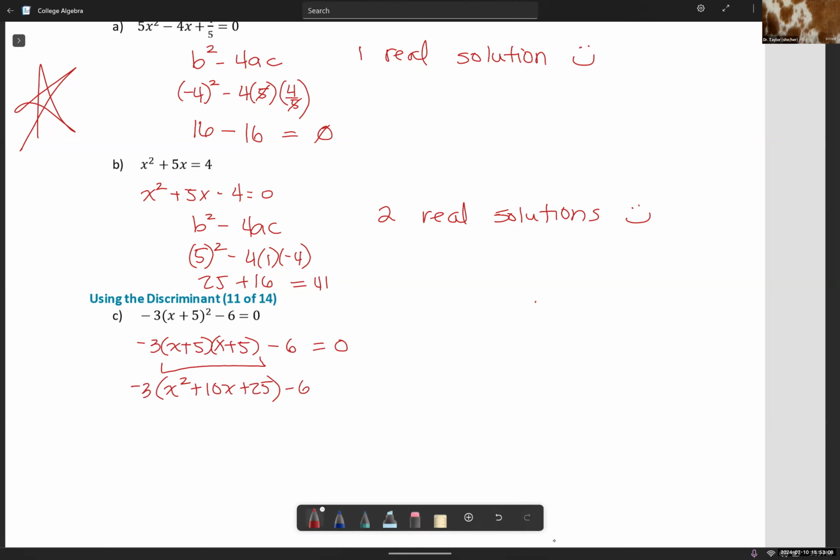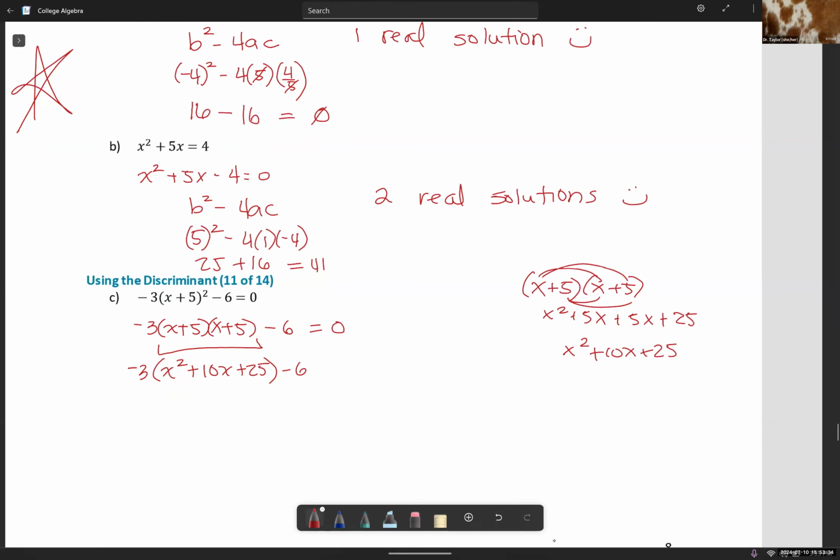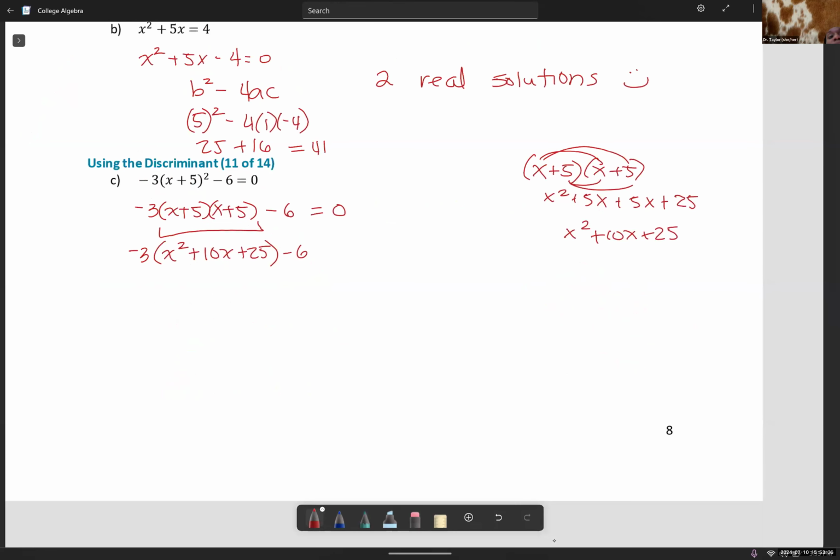So x plus 5 times x plus 5. A lot of you are familiar with FOIL. That'd be x squared plus 5x plus 5x plus 25. And when you combine like terms, you get 10x in the middle. That's the stuff that I need you to remember from Algebra 1. I can't really take the time to do it in college algebra, but I can, of course, give you some resources for it.